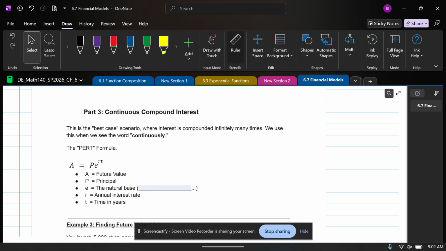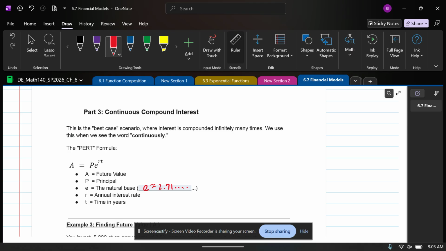Okay. So what we have here is what I call the PERT formula. The future value or the account worth. P is still the principal. That's what we put into the account. Now we got this base E. We've seen that in the chapter already. That's E to the RT. So E is that natural base. Remember, E is something like 2.71 and some decimals after that. It's a number. It's like pi, okay? R is your interest rate, T is time in years.